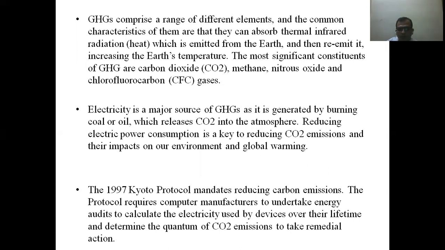In 1997, the Kyoto Protocol mandated reducing carbon emissions. The protocol requires computer manufacturers to undertake energy audits to calculate the electricity used by the devices over their lifetime. So whatever energy consumption takes place in IT infrastructures should be mandated, and the quantum of carbon dioxide emission determined to take remedial action. When energy consumption is lessened, the CO2 emissions will also be reduced. So a mandate is made in order to minimize energy use.